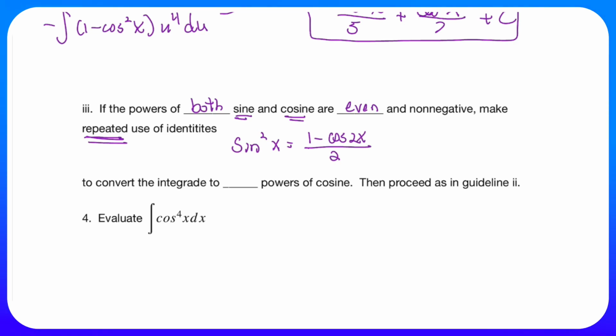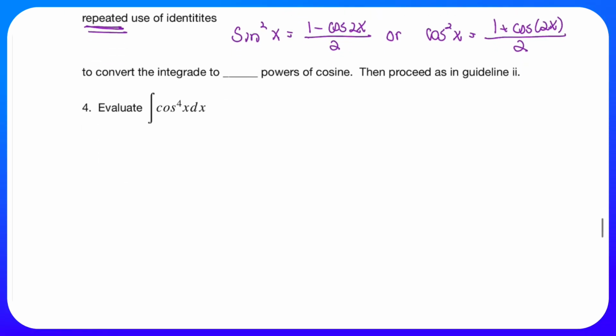And this is where you might need to use your power reduction identities, replacing sine squared x with (1 minus cosine of 2x) over 2, or cosine squared of x with (1 plus cosine of 2x) over 2, so that we can convert these all into odd powers of cosine. So everything's going to be converted into cosine. And then we would evaluate it.